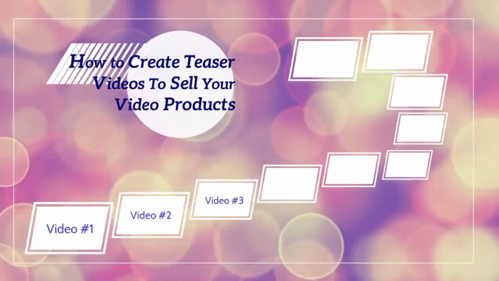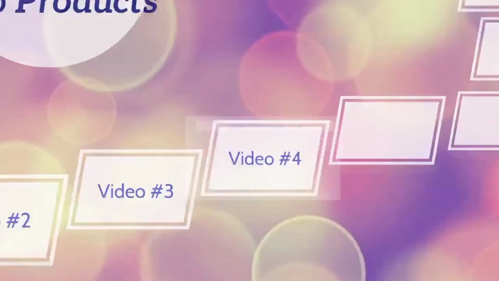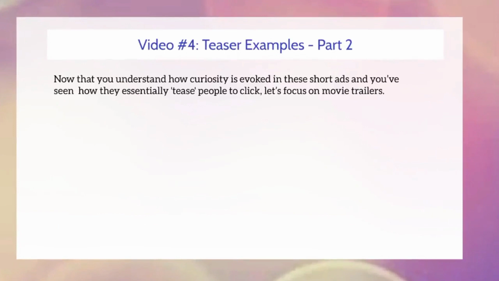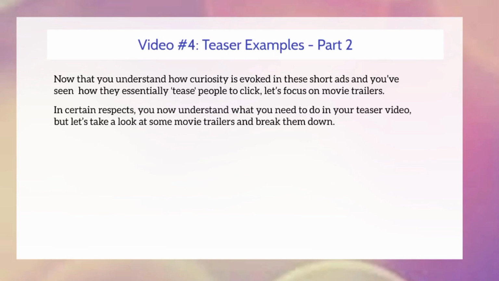Hello and welcome back. This is video number 4. We're going to talk about teaser examples part number 2. So now that you can understand how curiosity is invoked in the short pay-per-click or advertorial ads, and you've seen how to essentially tease people to click, let's focus on movie trailers. So in certain respects, you now understand what you need to do in order to create your teaser video. But let's take a look at some movie trailers and break them down.